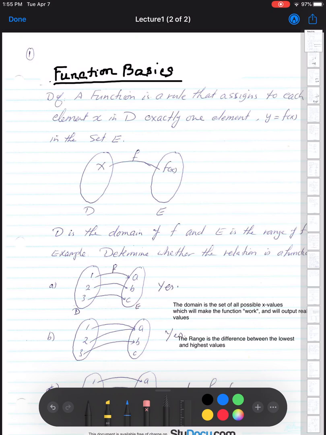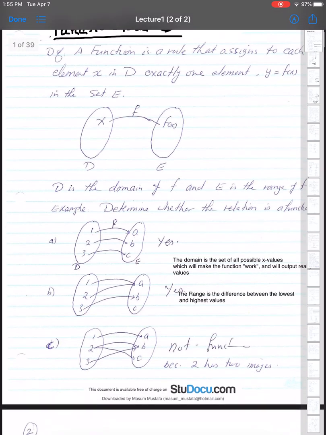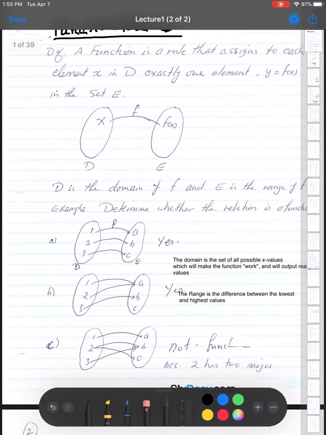So we'll look into a few examples. Okay, so is this a function? Yes, because 1 is equal to a, 2 is equal to b, 3 is equal to c. It is a function. So this is the domain, this is the range, because each value of x has only one y, or each input has only one output. That's why it's a function.